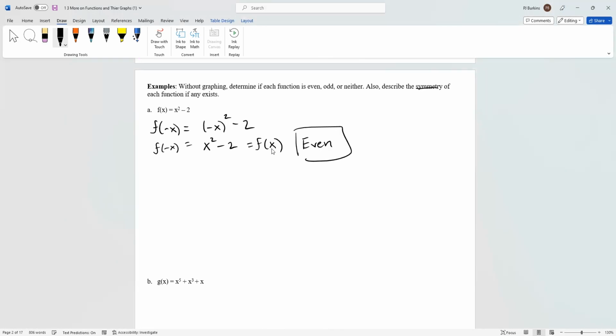And if we're asked about the symmetry, then we have symmetry about the y-axis. And again, if we think about this, it does say without graphing, but now that we've gone ahead and done it, this function is a parabola that's been shifted down 2 units. So it would look something like this. And so it's pretty easy to see that the symmetry is about the y-axis. Okay.